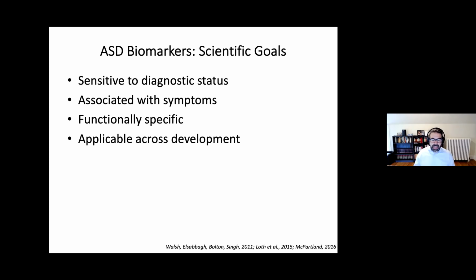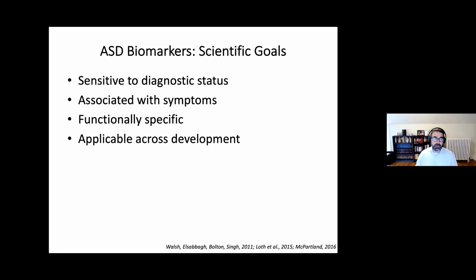We want to understand how these biomarkers are relevant across development. This is a real challenge for the field of autism. This is not a challenge for people who are doing biomarkers for Alzheimer's disease, right? But here, when you say autism, you might mean a person who's 3 years old. You might mean a person who's 30 years old. You might mean a person who's 60 years old. And our brains look structurally and functionally very different at all those different age points.